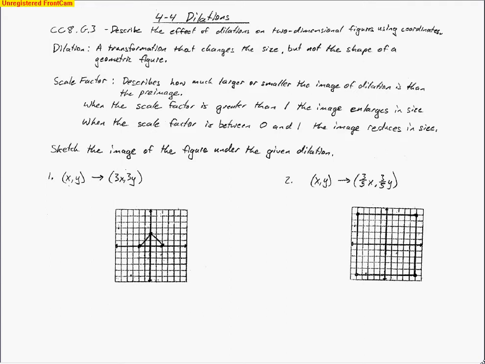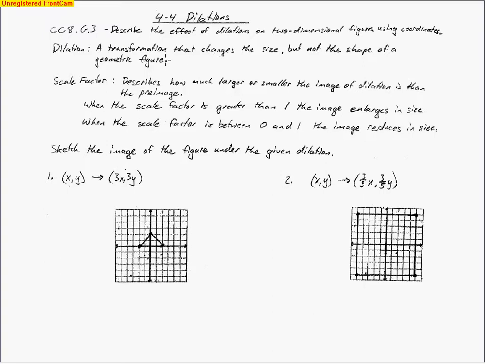This is the tutorial for Chapter 4, Section 4, Dilations. And so what we're here doing is, first of all, we'll talk a little bit about what a dilation is. A dilation is a transformation that changes the size, but not the shape of the geometric figure.